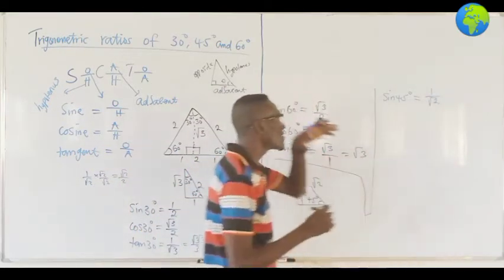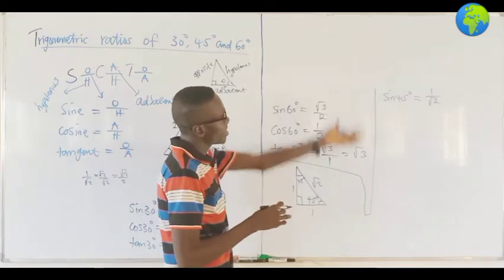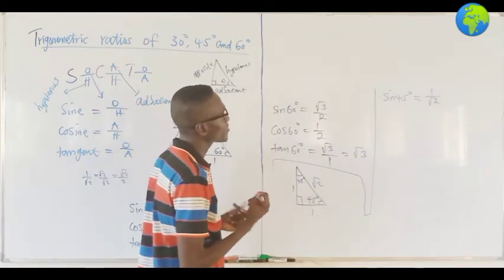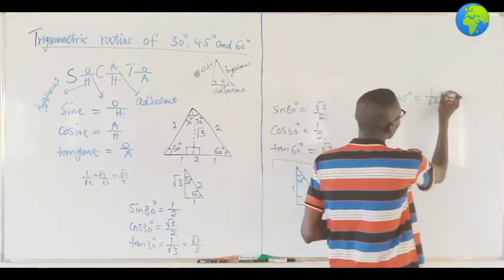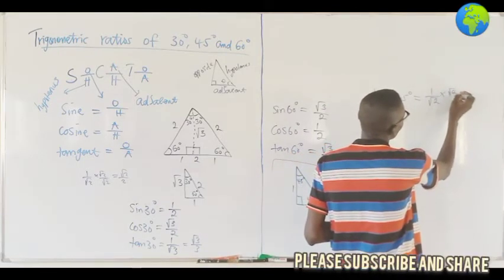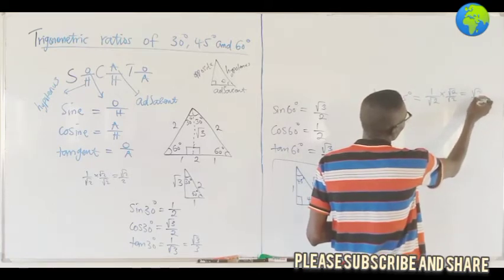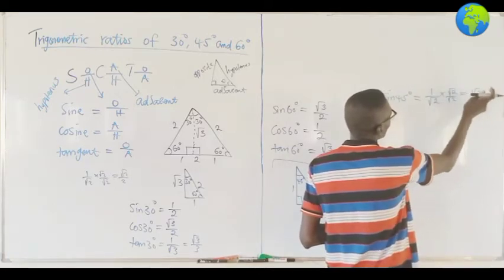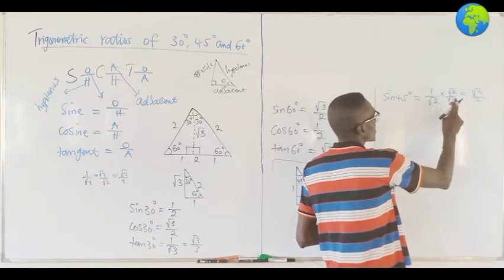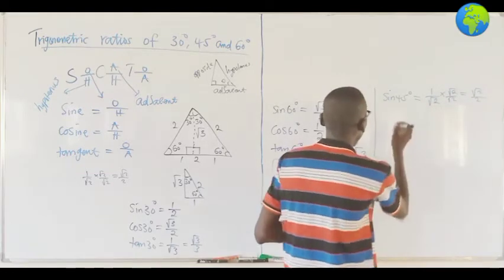Square root of 2. But if I leave it like that, this answer is still a surd, right? So how do we make it a rational number? By multiplying the numerator and denominator by square root of 2. This is going to be square root of 2 over 2, because 1 times square root of 2 is square root of 2, and square root of 2 times square root of 2 is 2.